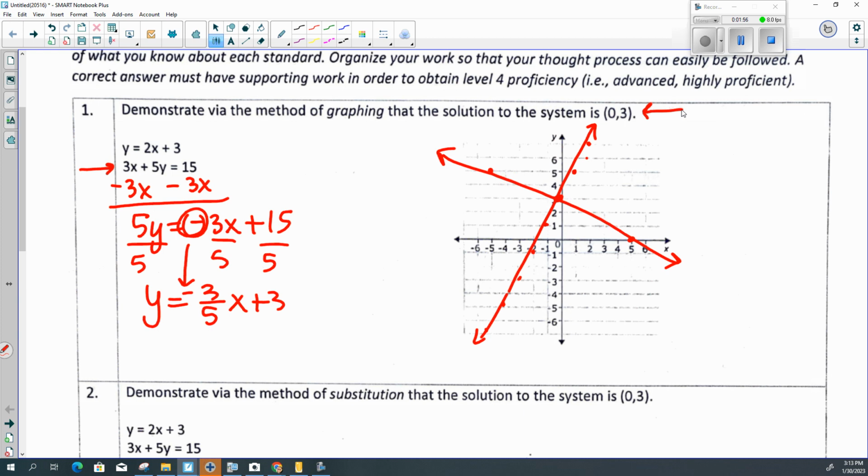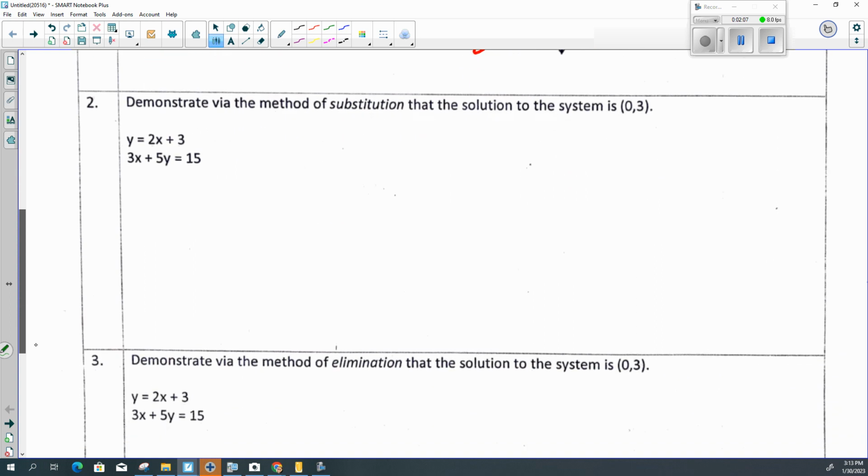So when I am correcting your test, I am looking to see this will be worth a point. Each one of these will be worth a point with the y-intercept in the correct spot and your graph in the correct spot. Or your slope, excuse me.